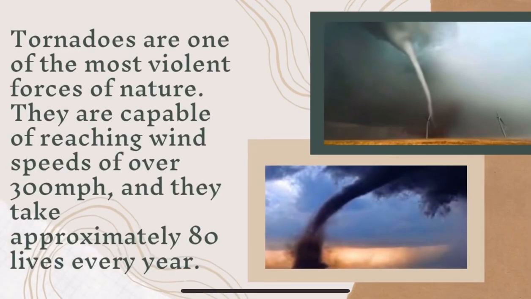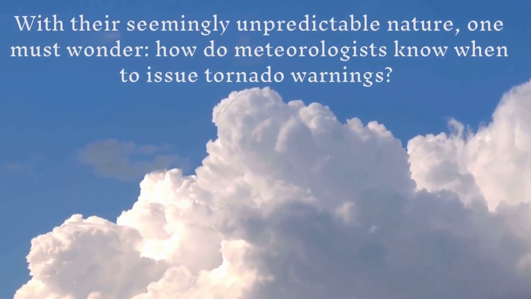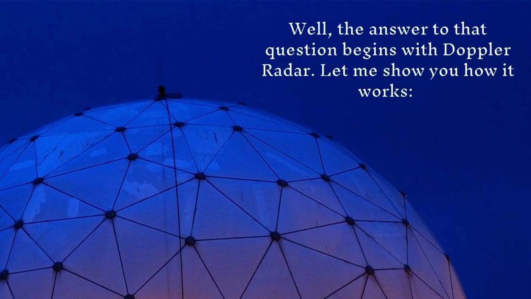Tornadoes are one of the most violent forces of nature. They are capable of reaching wind speeds of over 300 miles per hour, and they take approximately 80 lives every year. With their seemingly unpredictable nature, one must wonder, how do meteorologists know when to issue tornado warnings? The answer to that question begins with Doppler radar.